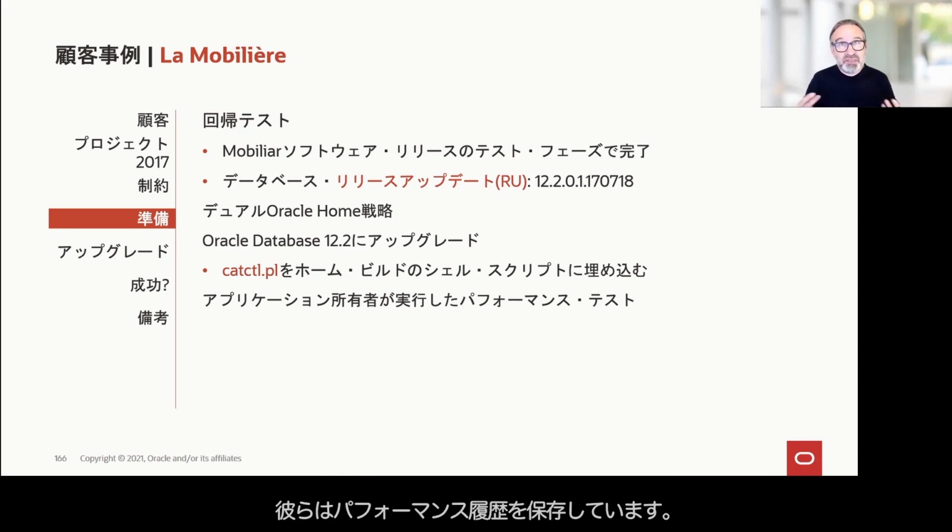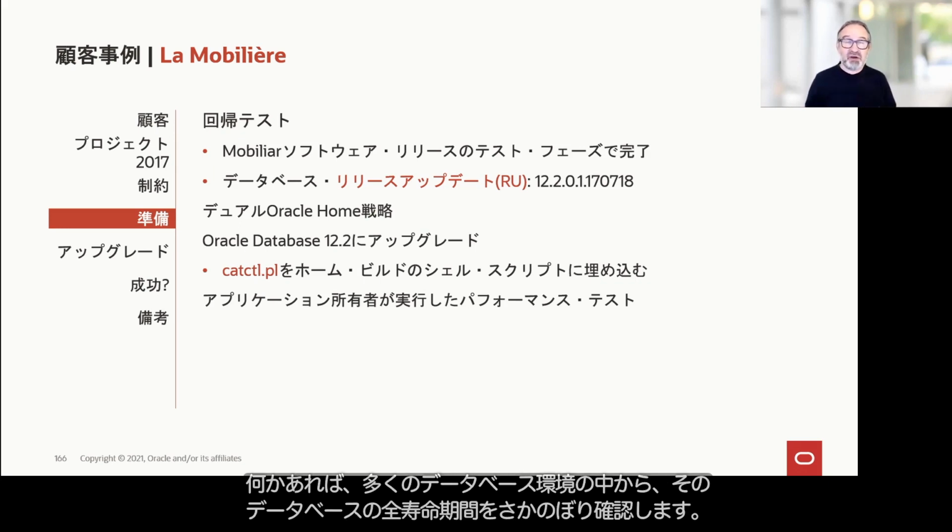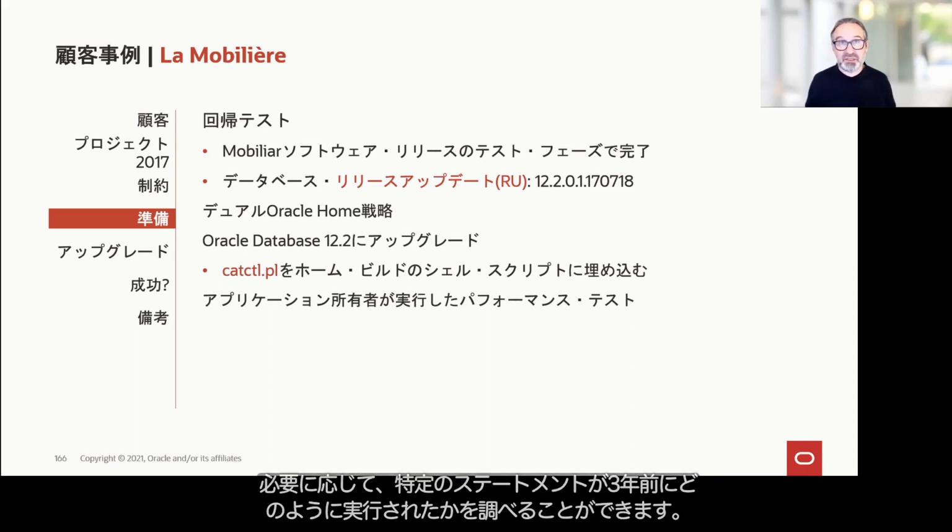And they have a performance warehouse. So the performance tests are done by the application owners. And whenever they find something, we can go back in many database environments for the entire lifetime of the database since it really got created, and find out how a specific statement has performed like 3 years ago if necessary.